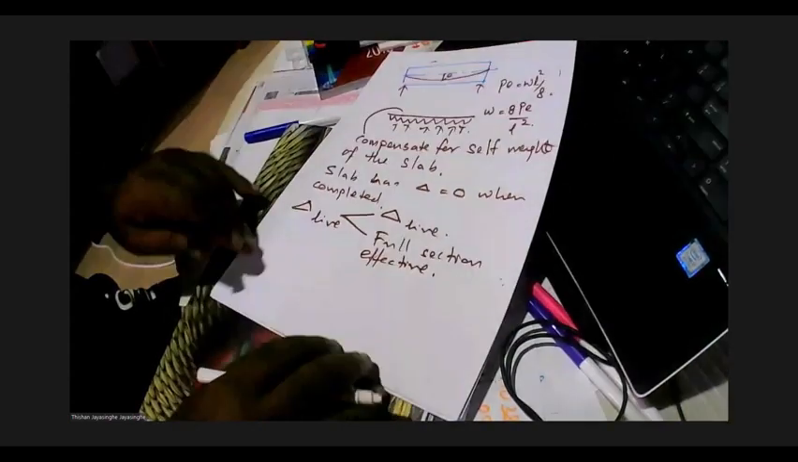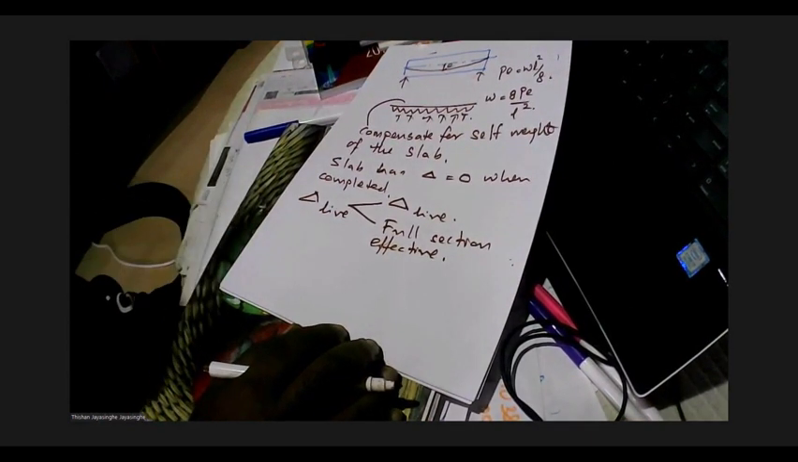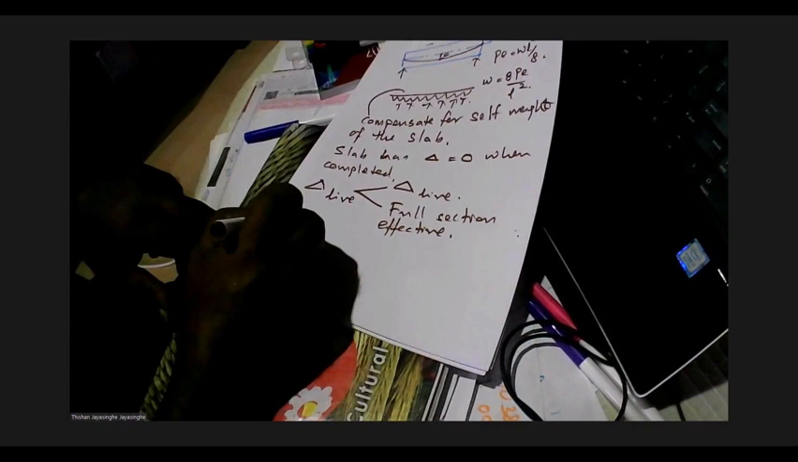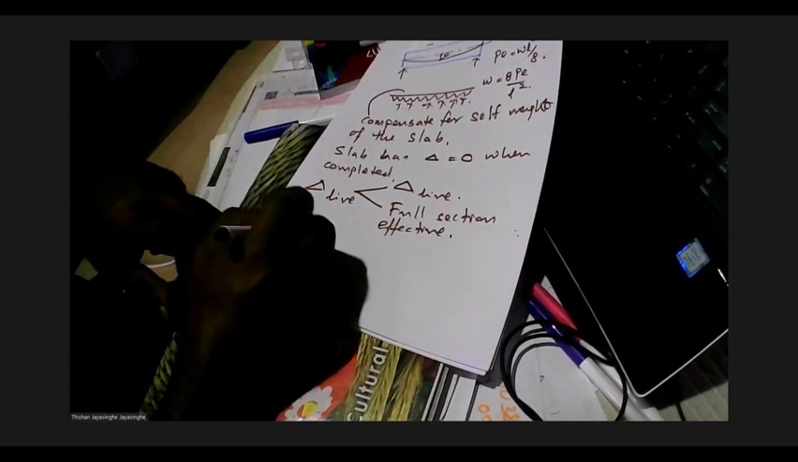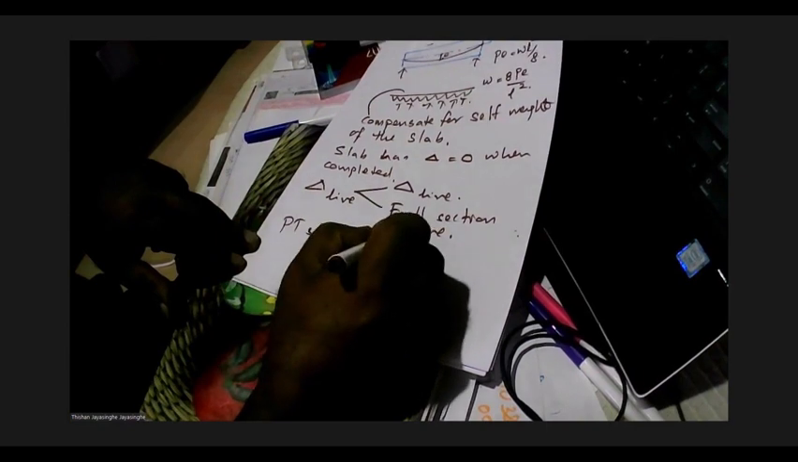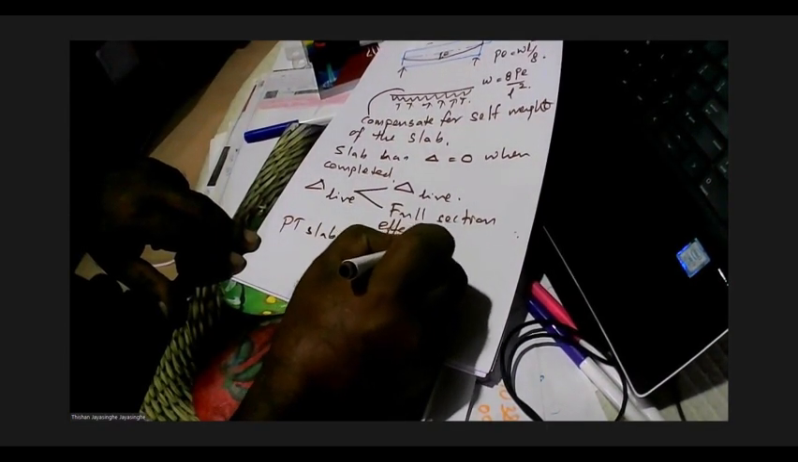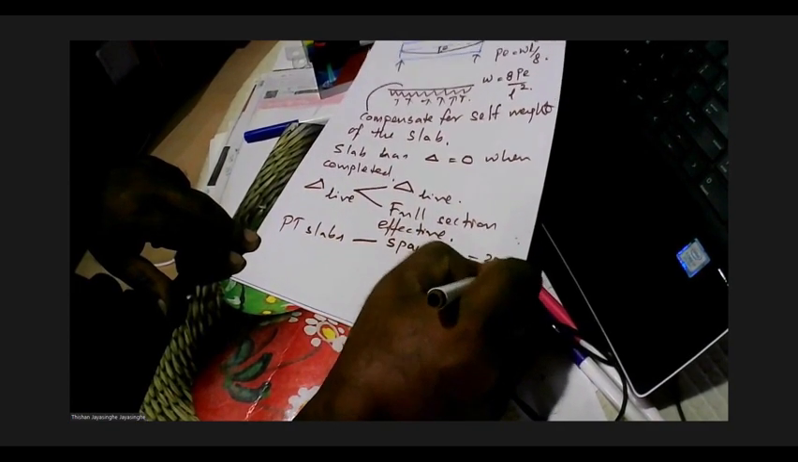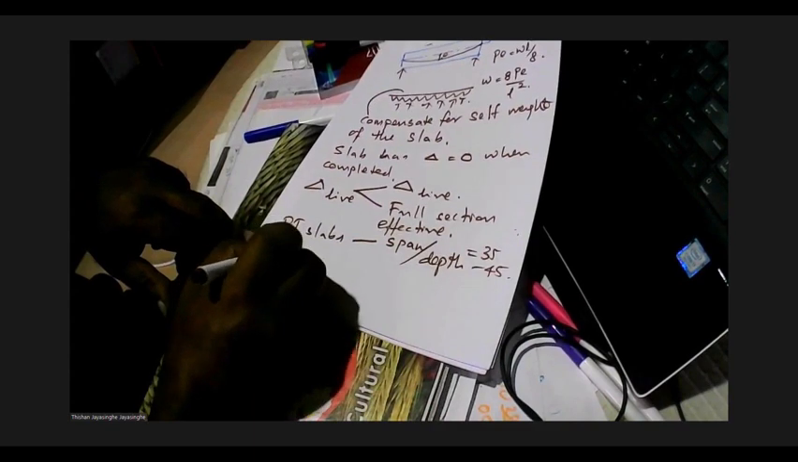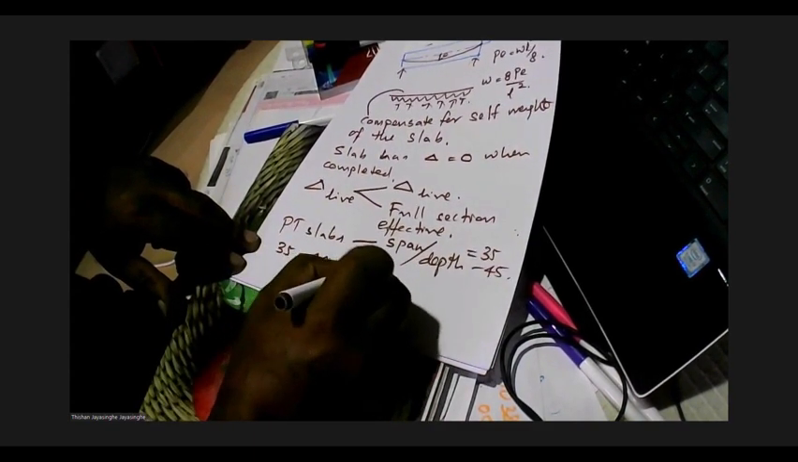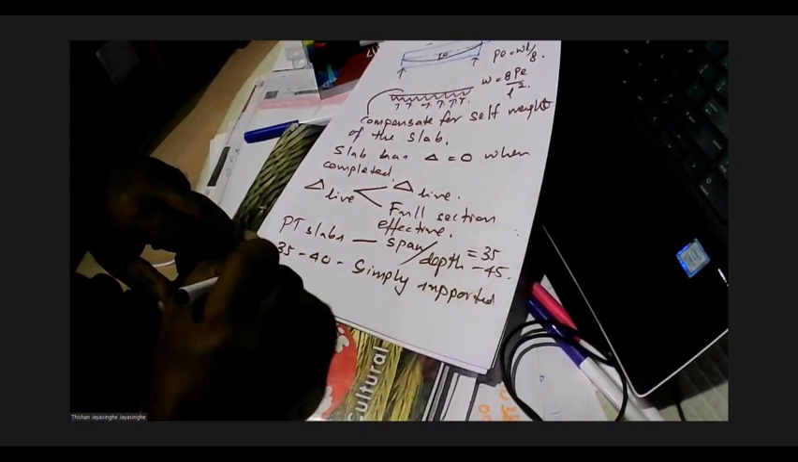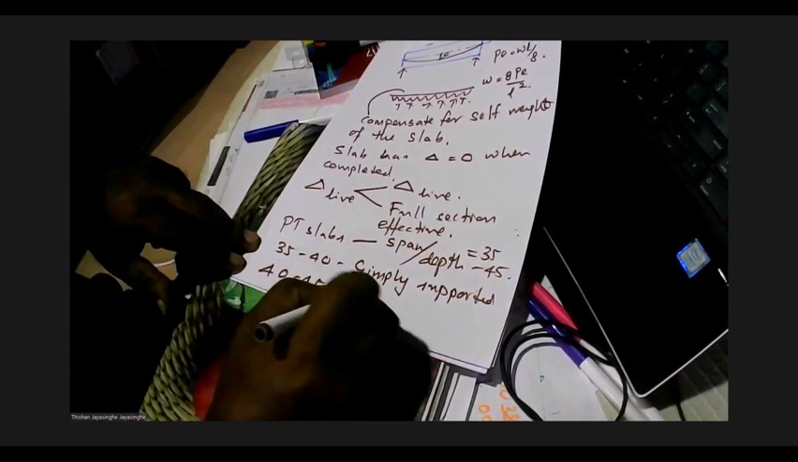In reinforced concrete, the full section is not effective because it's a cracked section. Whereas in PT, the full section is effective, so it's good in controlling the deflection. Because of that, for PT slabs, we can easily use span over depth, not effective depth, of something like 35 to 45. 35 to 40 for the simply supported case, and if it is continuous, 40 to 45.